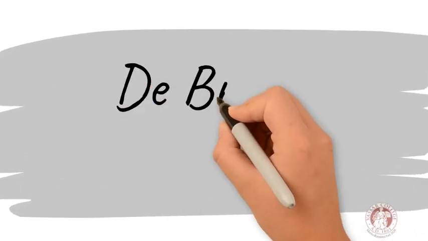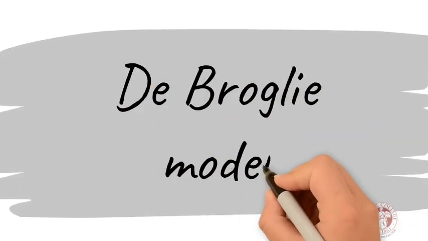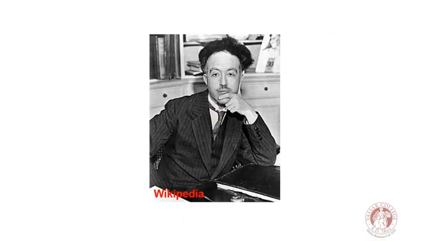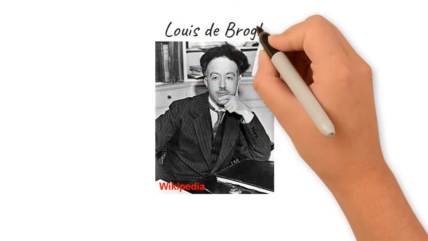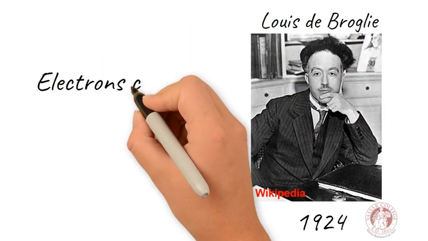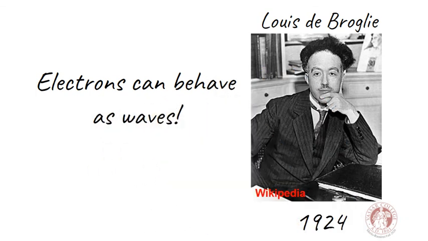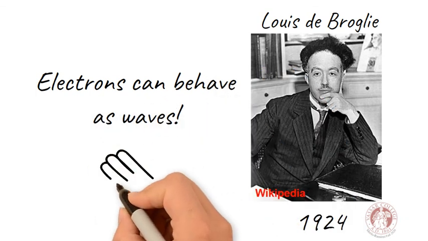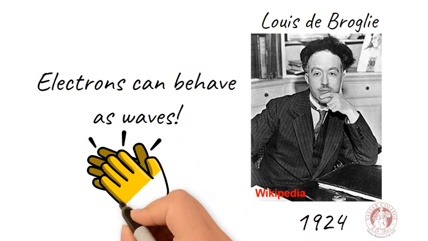In this video, we explore the de Broglie model for the electron. In 1924, Louis de Broglie proposed a new speculative hypothesis: electrons and other particles of matter can behave like waves. As can be seen, it was a very revolutionary idea for a PhD thesis.